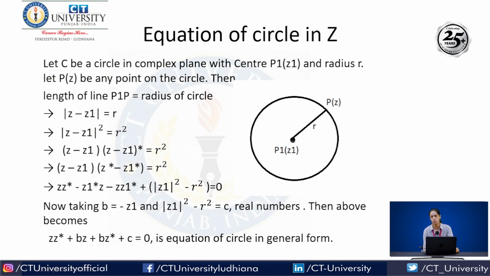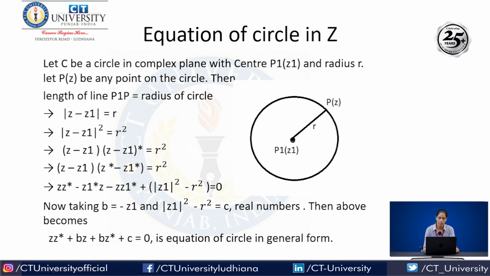Next is the equation of the circle, another topic of complex numbers. Here I am taking the circle C with the point P1 and z1 at the center, and the radius of this circle is r. Let us take P of z any point on the circle boundary, as I have given in the diagram, where P1 and z1 is my center point, r is the radius, and P of z is my point on the circle's boundary.